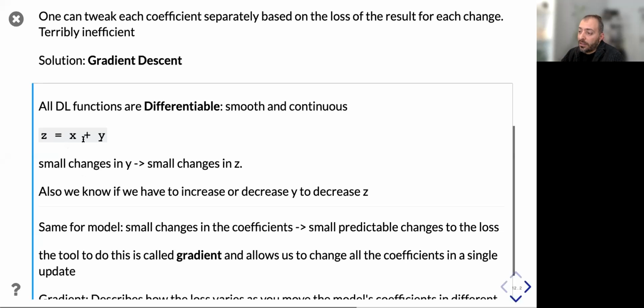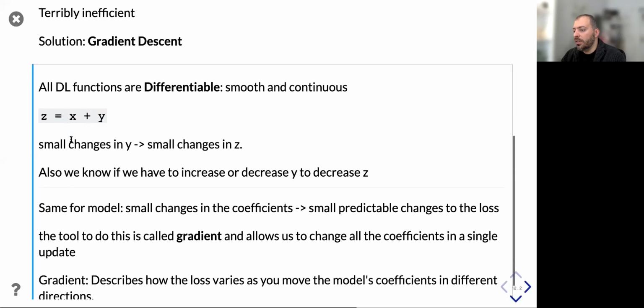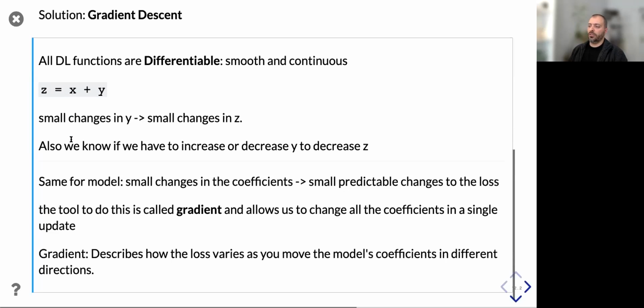And in this function, we also know that if we want to decrease z, what we have to change in y. So do we have to increase or decrease y? We know this in these kinds of functions. And it's the same for the model. In the model, since we use only differentiable functions, small changes in the coefficients, in these parameters, produce small predictable changes to the loss. And the important word here is predictable.